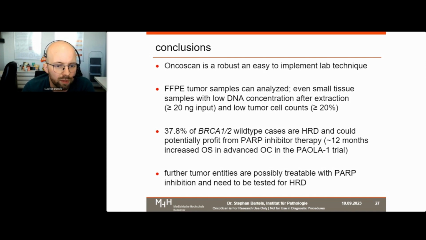The FFPE tumor samples can be analyzed, even small tissue samples with low DNA concentrations and low tumor cell count. And most importantly, approximately 40% of BRCA1 and 2 wild-type ovarian cancer cases are HRD and could potentially profit from PARP inhibitor therapy. Yann already showed the results from the PAOLA trial. And in the future, further tumor entities are possibly treatable with PARP inhibitor therapy.